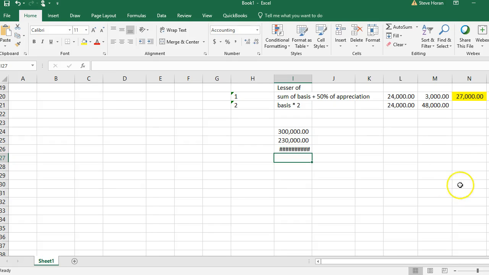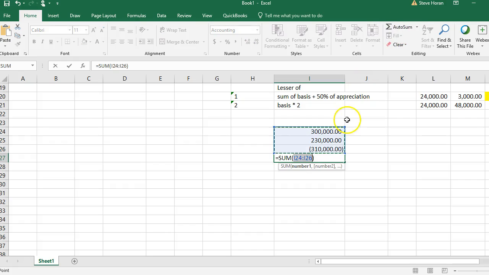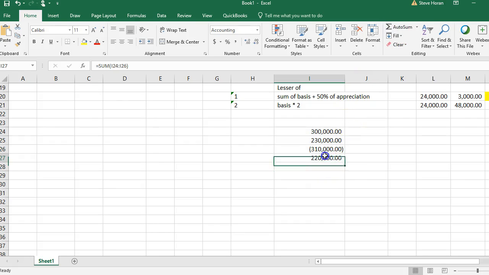Let me just add that up. That's 220,000. I can take half of that, is essentially what we can do. 50% times this. So we all know half of this is 0.5. So 110,000. That's my deduction for this particular scenario.